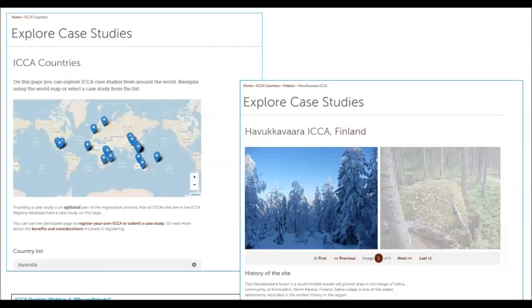Case studies on individual ICCAs can be viewed on the website through the Explore pages. These case studies include the story of the ICCA, photos, supporting documents, and other information. ICCAs with case studies are also shown as point locations on a global map. To reiterate, providing a case study is optional, and registered ICCAs do not need to have an online presence if they don't want one.